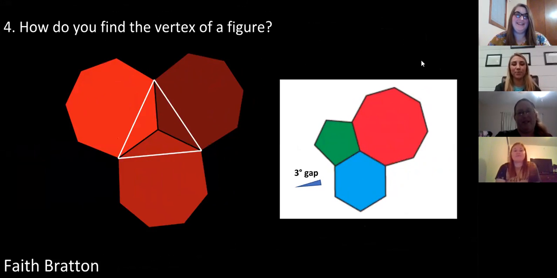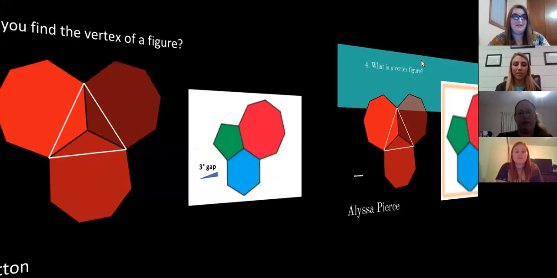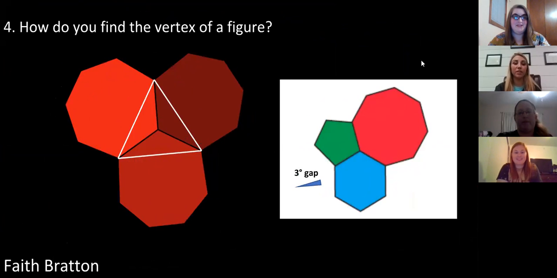Okay, a vertex, we're just going to give the definition at first. It's where two corners or a plane where lines meet in an object. Each point is called a vertex, or if there's more than one, vertices. To find the vertex, we need to find the center, where all the angles meet, which would be 360 degrees.